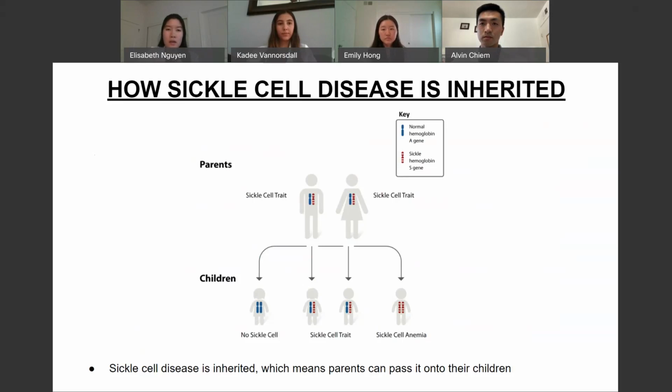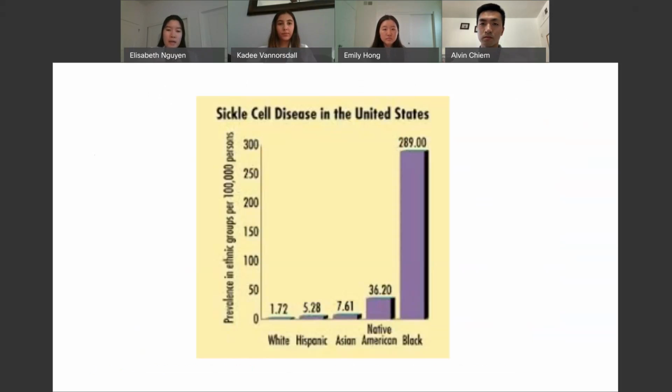And now here is a picture explaining which people are affected most by sickle cell disease. So as you can see, African Americans are affected most, with Native Americans next, then Asians, then Hispanics, and then Caucasians.